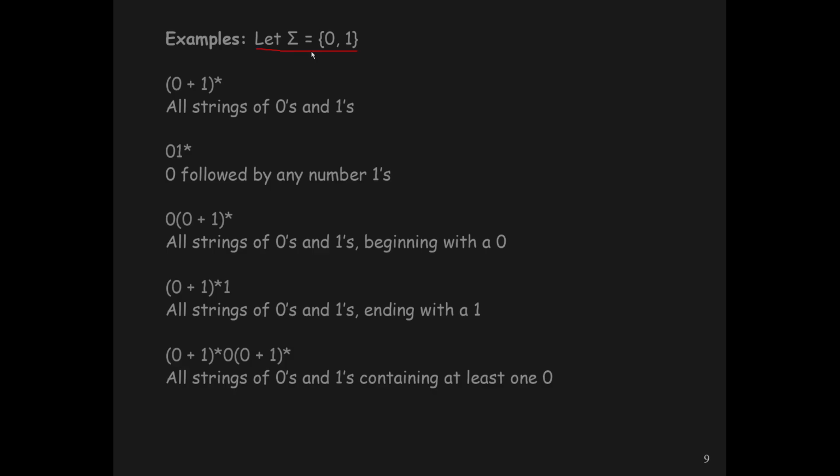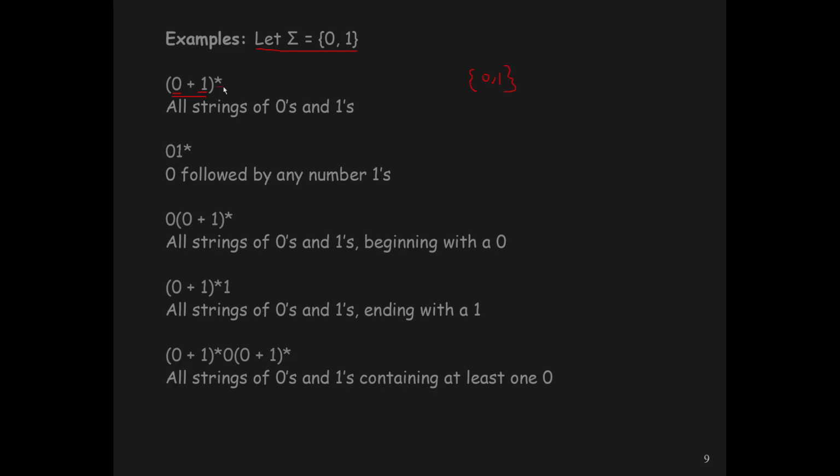Okay, so let's do some examples. Suppose your alphabet is 0, 1. First, this is the set containing only the string 0. 1 is the language containing only the string 1. Now, when you do plus here, you're doing a union. So the result of 0 plus 1 is 0, comma 1.